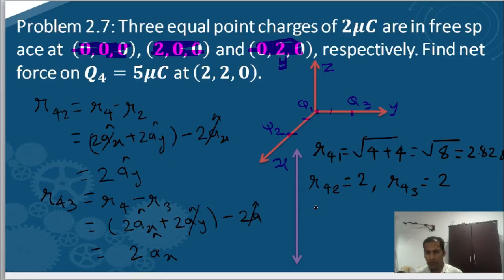Now if we want to calculate the net force on Q4, that will be the total of F41 plus F42 plus F43. That's it. These three forces we have to add. So by using Coulomb's law we can find out these values.